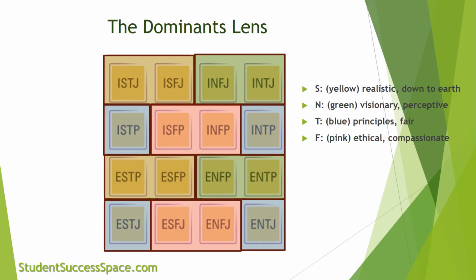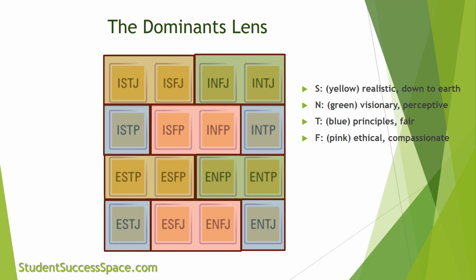The dominance lens is a little more difficult within the groupings. You're going to notice that the sensing dominant personality is realistic and down to earth. An intuition dominant is perceptive and visionary. A thinking dominant is principled and very reliable. They are going to rely mostly on being fair, whereas a feeling dominant is very ethical and compassionate. I have highlighted these by certain colors, as you can see in the key on the corner or on the side. The groupings within the dominance lenses are defined in terms of what is the dominant function for the personality.